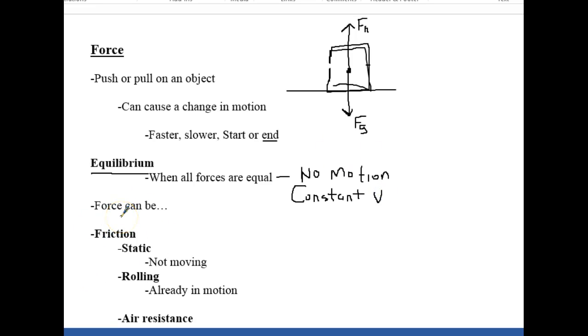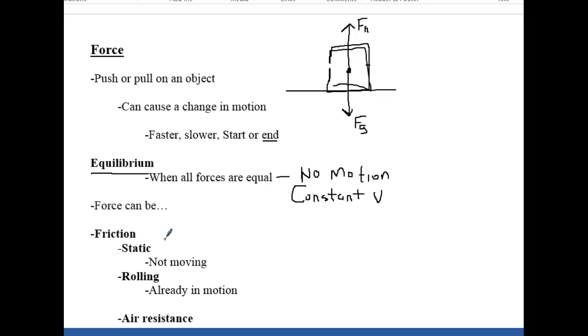Examples of forces that you could have are friction, and friction is just the interaction between the object and the surface. So this box here, if we had it on different surfaces, like if we had it on ice, it would be easier to push. If we had it on gravel, it would be much harder to push. And we kind of call that friction, and some of that depends on the object itself and the surface that it is on. So two main types of friction are static and rolling.